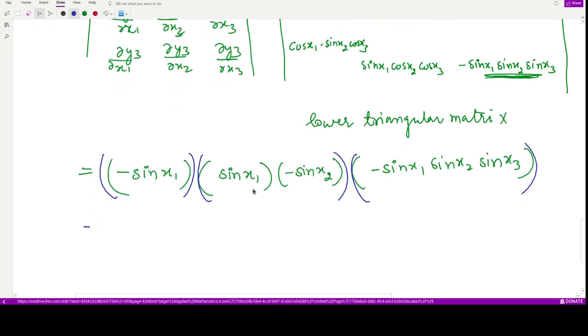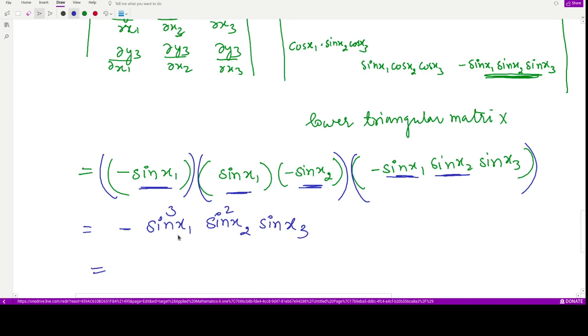So we have 3 minus signs, so it would be minus, then sine x1 is here 3 times, so its power would be sine x1 cube, sine x2 is here 2 times, so it would be sine x2 square, and sine x3. So you see, what is this? This is sine cube x1.